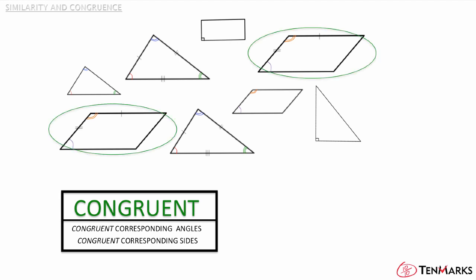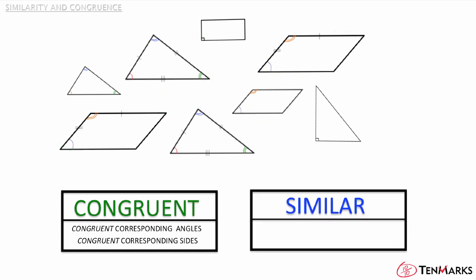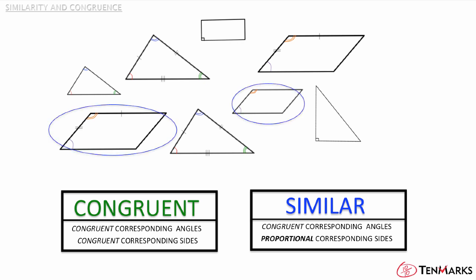So these two parallelograms are congruent to each other, and these two triangles are congruent to each other. Congruent figures are exactly the same size and shape. Similar figures have congruent corresponding angles, but not sides, although their corresponding sides are proportional. So these two parallelograms are similar, and these two triangles are similar. Similar figures are the same shape, but not the same size.